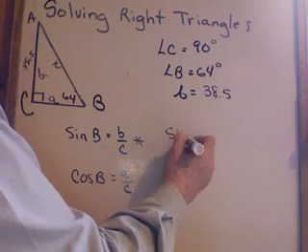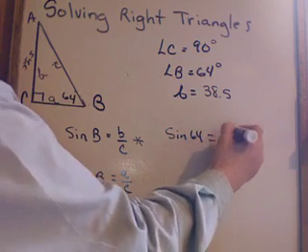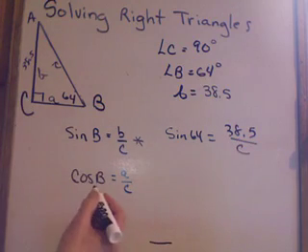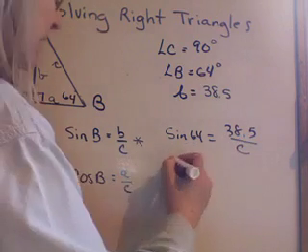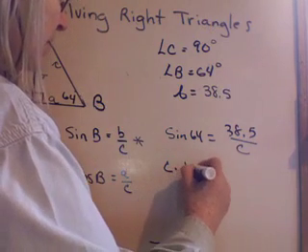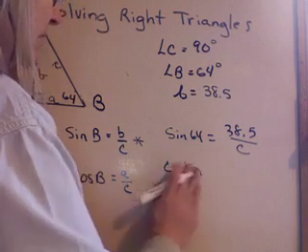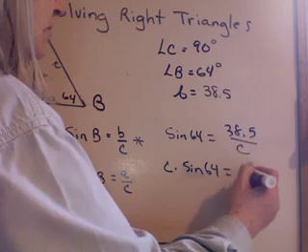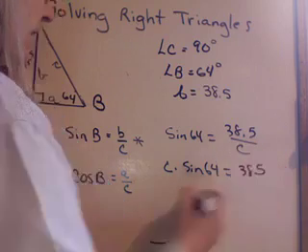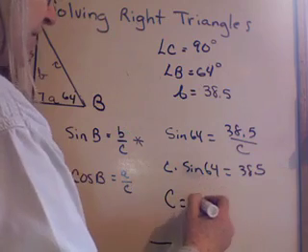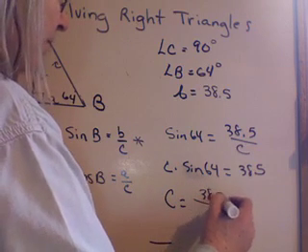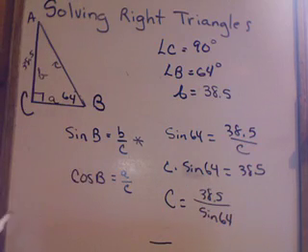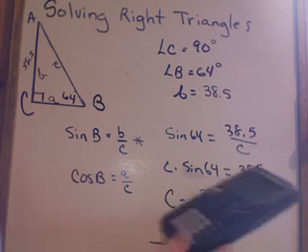So sine 64 equals 38.5 over C. So I have to solve this for C now. Multiply both sides by C, so C times sine 64 equals 38.5. Again, solving for C, divide both sides by sine 64, and I get 38.5 divided by sine 64. Now, it's just a matter of plugging it into the calculator.